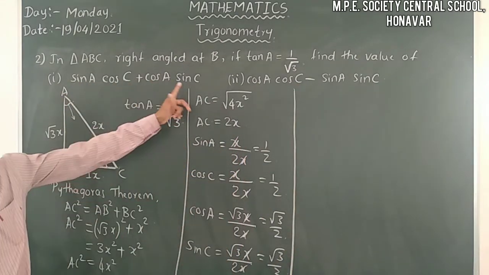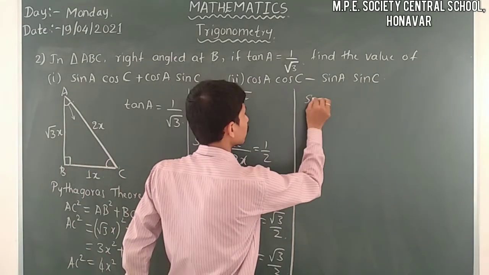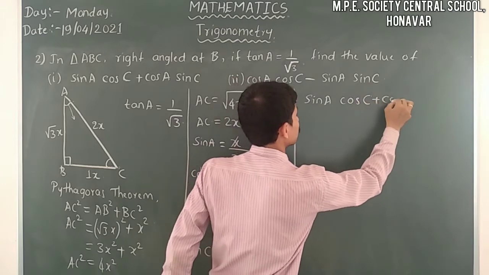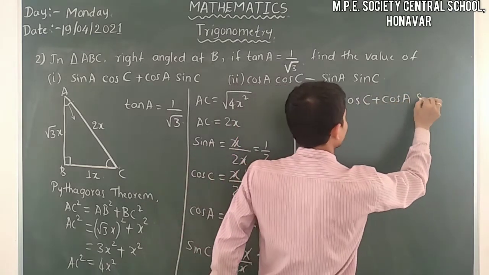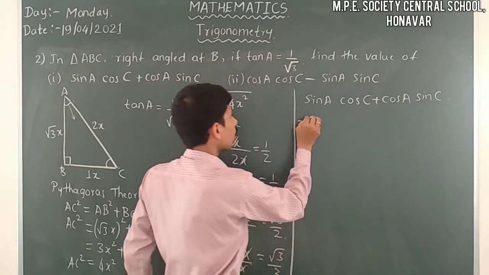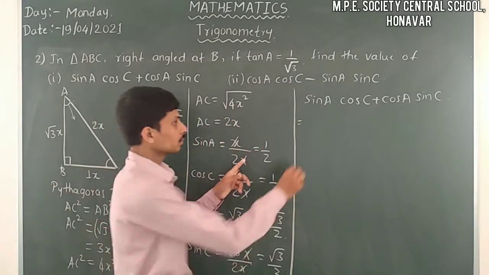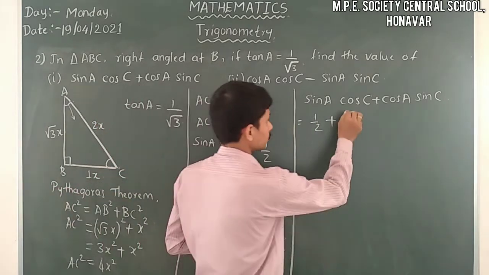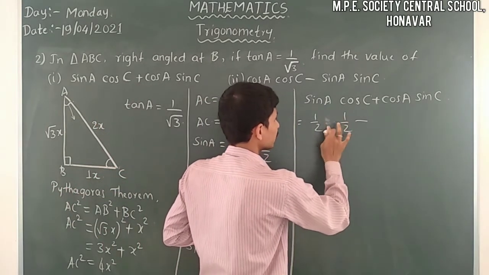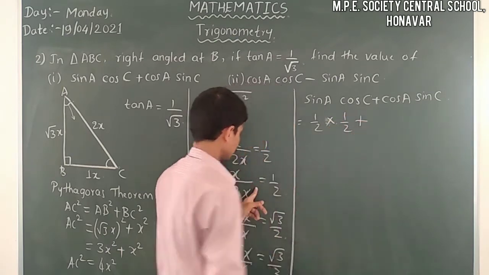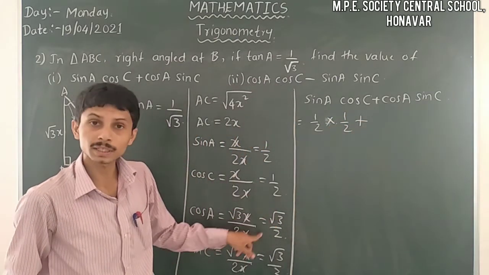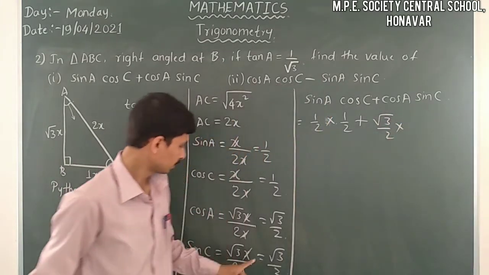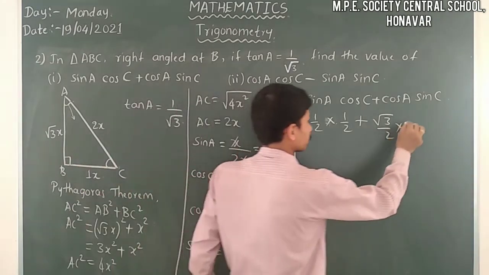Then take this complete equation, that is sin A cos C plus cos A sin C. So apply all the values here. Sin A is 1 by 2, multiplied by cos C, which is 1 by 2. Sorry, here it is multiplication, then plus. Cos A is root 3 by 2, multiplied by sin C, which is also root 3 by 2.